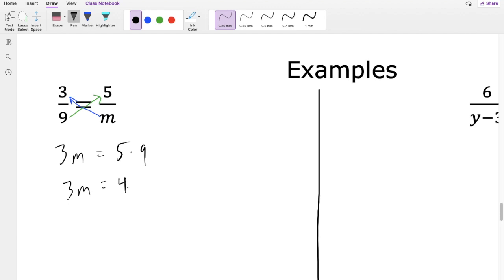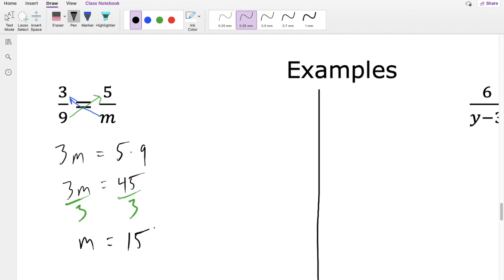We know what 5 times 9 is. That is 45. So this is now just a normal solving problem. I just need to divide both sides by 3, and I get m equals 15. And it may be that you know what the answer is already because these are proportions of one another. That means that these ratios are equal. So 3 over 9 equals 5 over what?